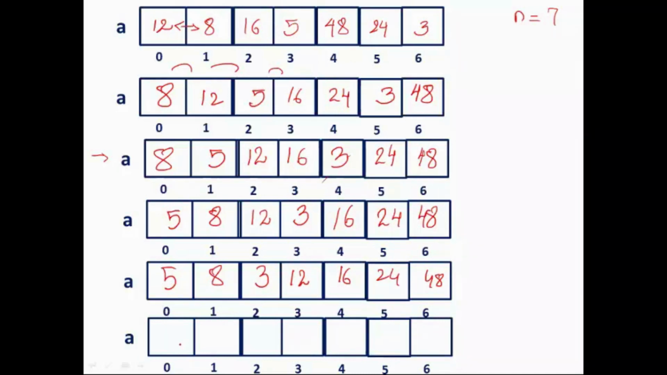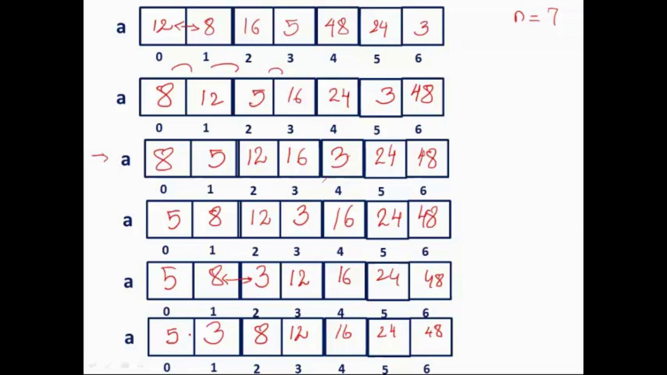5 and 8. This is improper. This is proper, so no change. 8 and 3 इधर सीक्वेंस आपका इनकरेक्ट है, ये दो स्वैप हो जाएंगे. 8 and 12 proper. 12 and 16 proper. 16 and 24 proper. 24 and 48 proper. और क्या था, ये आ गया आपका 48.